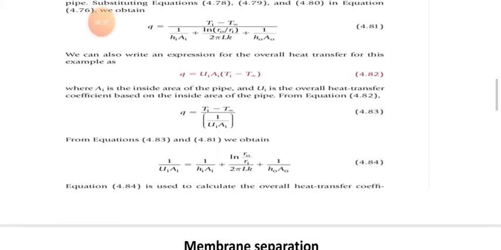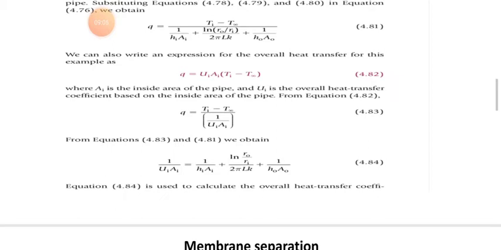After that, we can also write an expression for the overall heat transfer coefficient. This is one of the examples, a method through which we can explain the overall heat transfer coefficient, that is Q equals Ui Ai into (Ti minus T infinity). Here Ai is the inside area of the pipe, and Ui is the overall heat transfer coefficient based upon the inside area of the pipe.